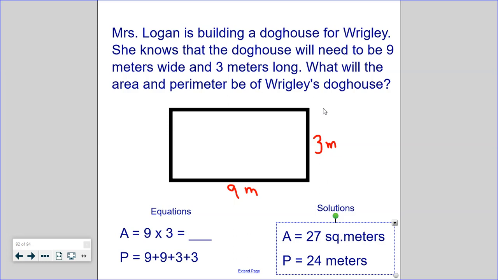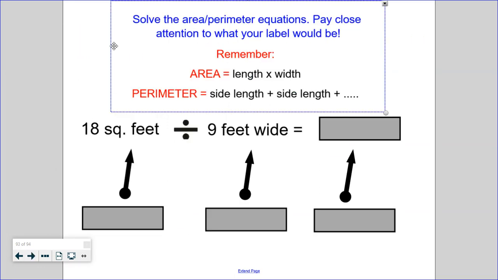Okay? All right, let's skip ahead because on page 11, it gives you some challenge questions. There's 5 of them. It's page 11 and then the back of page 11. And let's look at those. It says solve the area perimeter equations. Pay close attention to what your label would be. So remember, area equals length times width, and perimeter equals side length plus, and I put dot, dot, dot, but it means side length plus side length, however many side lengths there are.